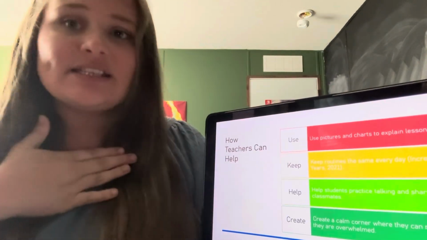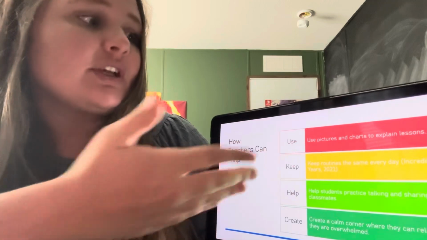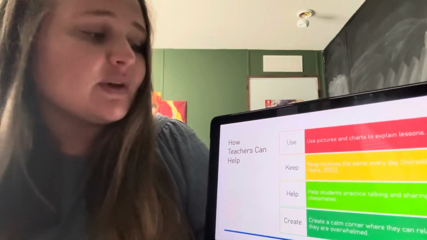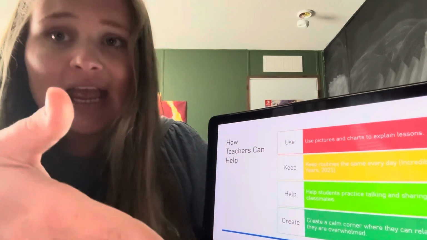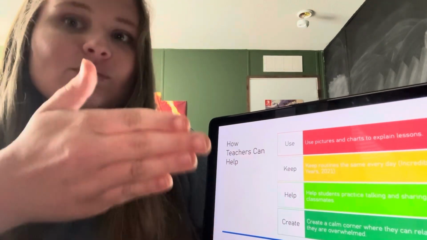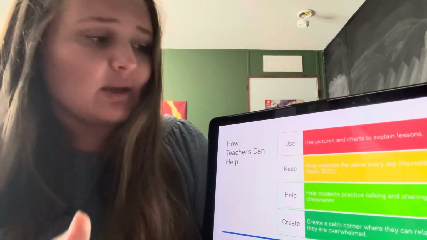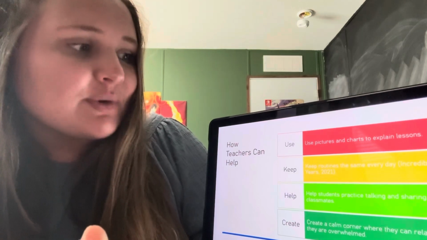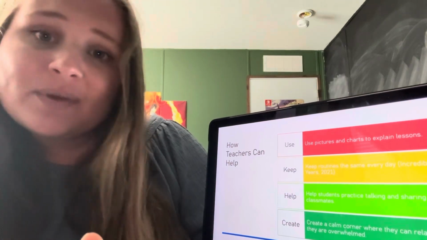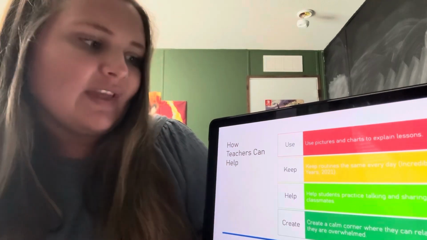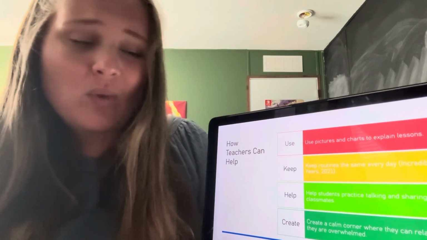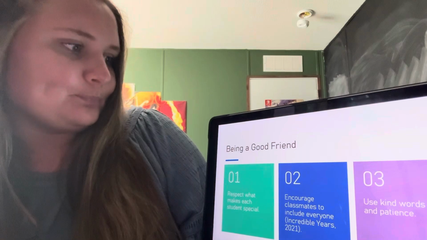So how us as teachers can help? So we could use pictures and charts to explain lessons, keep routines the same every day. Consistent routines are really good for anyone. Help students practice talking and sharing with classmates and create like a calm corner where they can relax if they feel like they are overwhelmed or it might be too much.